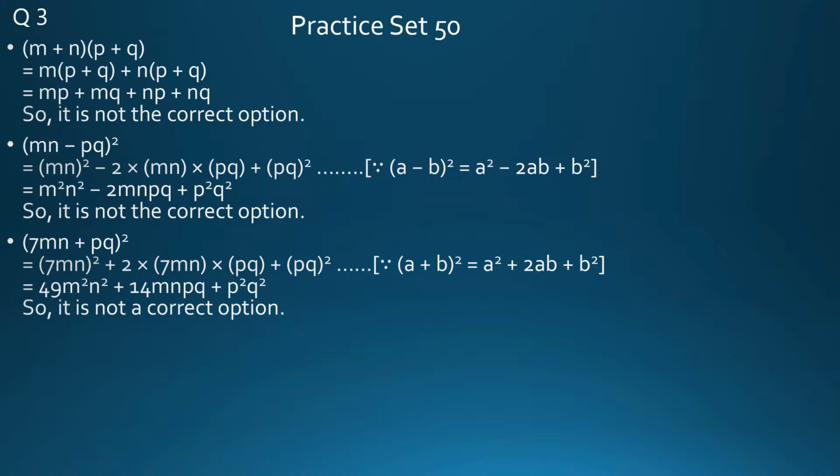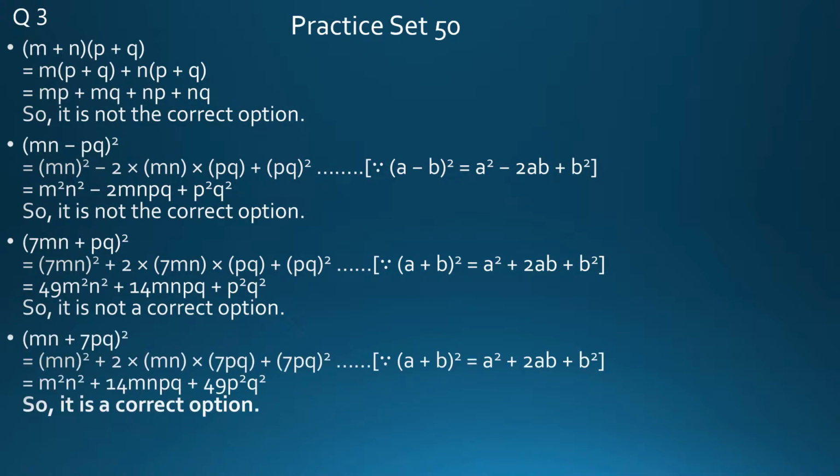Now let us solve the fourth option, mn plus 7 pq the whole square, which is equal to mn the whole square plus 2 into mn into 7pq plus 7pq the whole square. Since the reason is a plus b the whole square is equal to a square plus 2ab plus b square. When we expand this, we will get m square n square plus 14 mn pq plus 49 p square q square, which is the correct option. So option D is the correct option, which is mn plus 7pq the whole square.